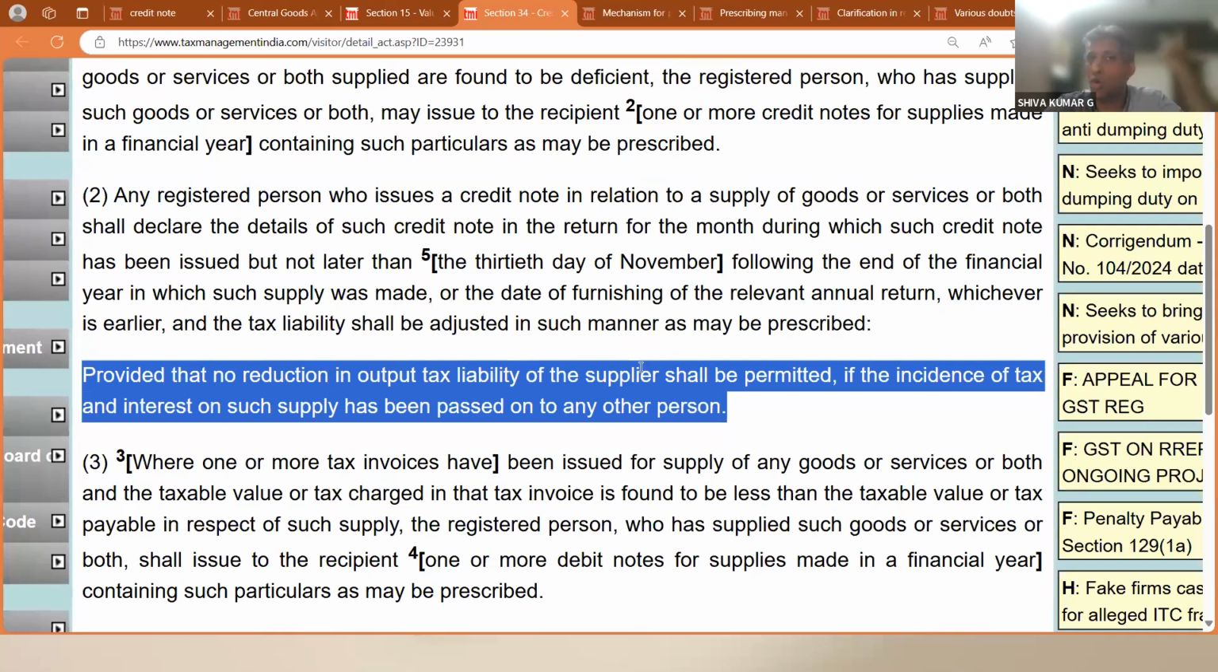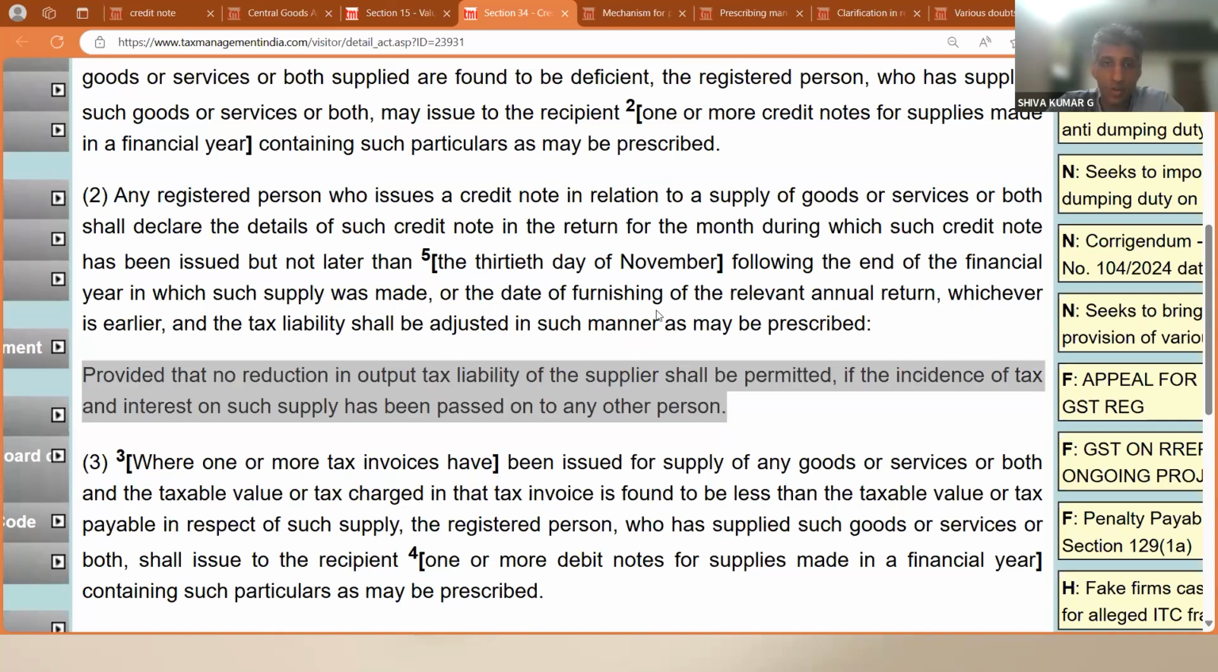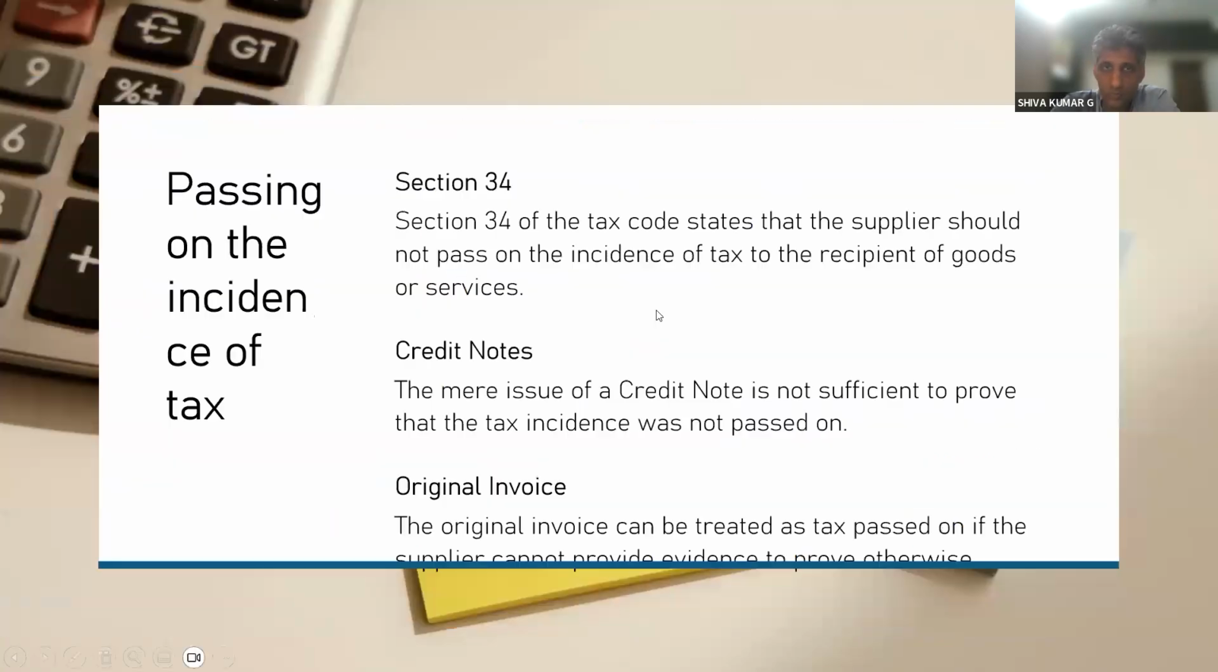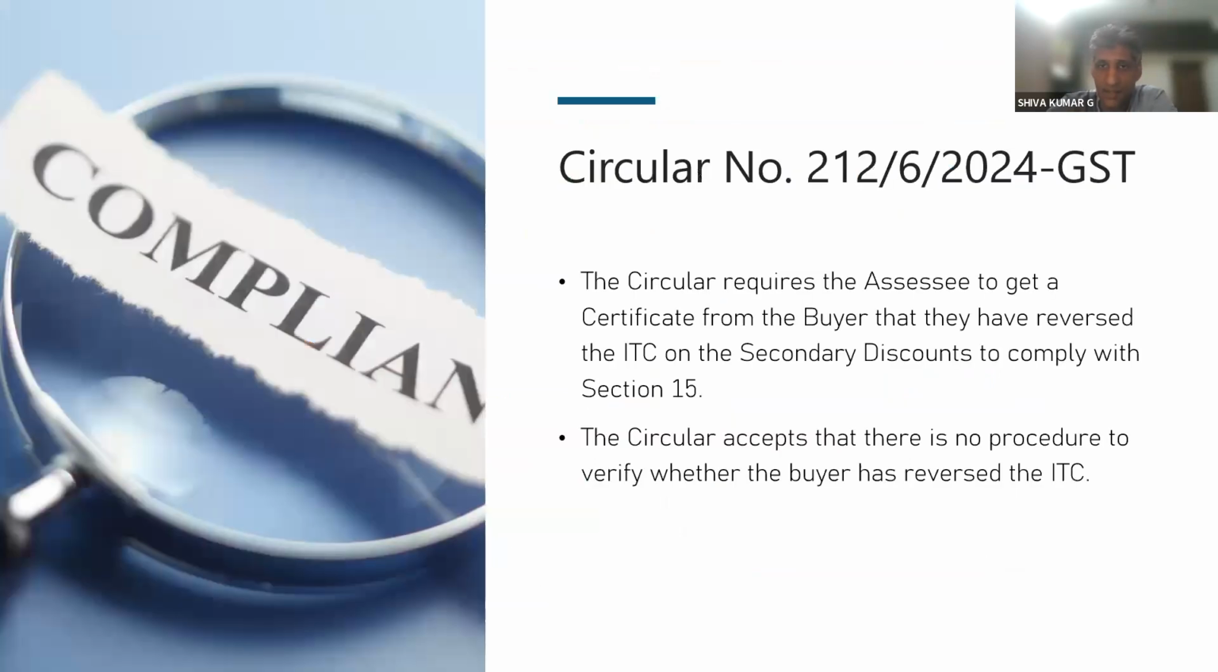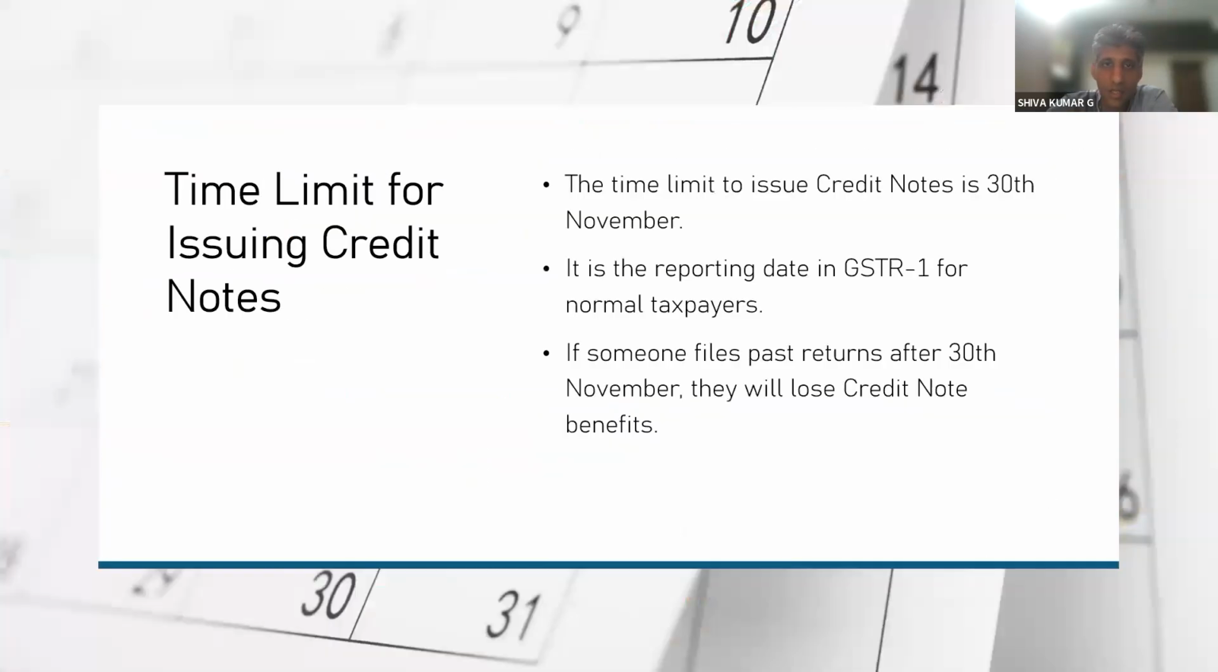Arguments like the buyer may not know, or that you may still recover the paisa from him, you never proved, may not hold water. So this incidence of tax is yet another thing that we need to carefully work upon. We have covered section 15, reversal of ITC, credit notes for discount and price revision, and this circular.